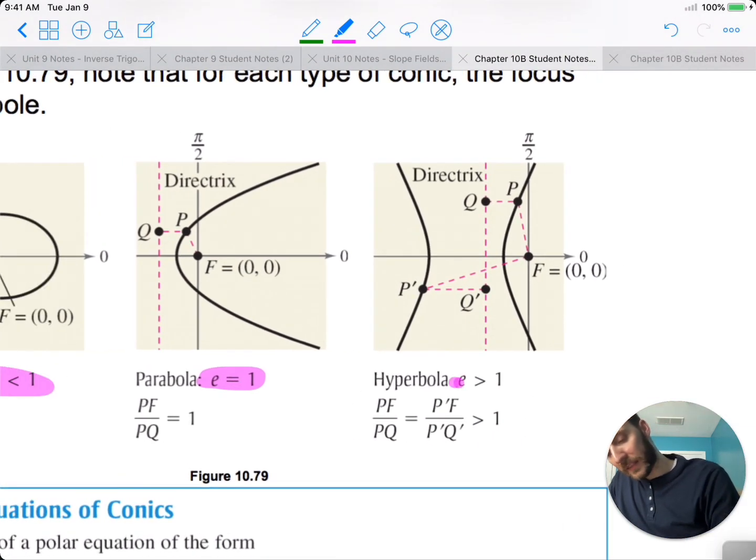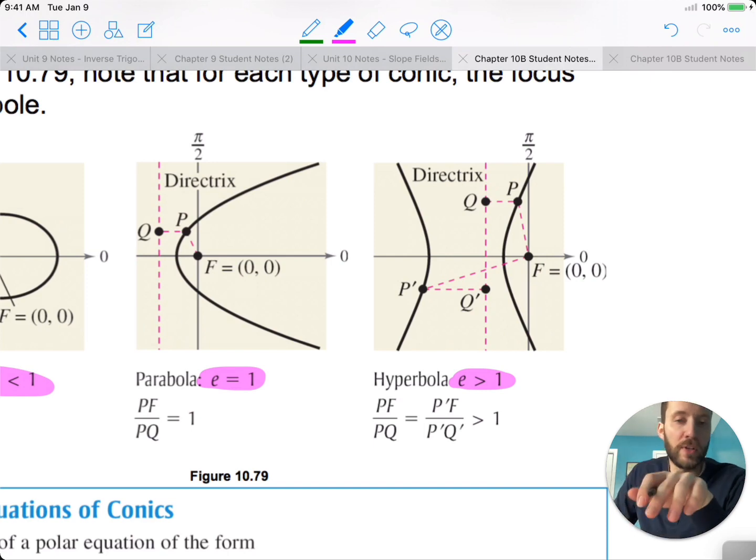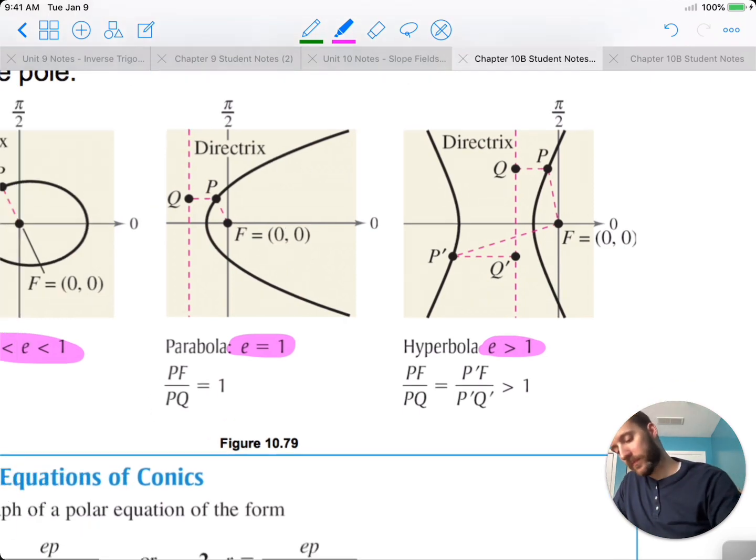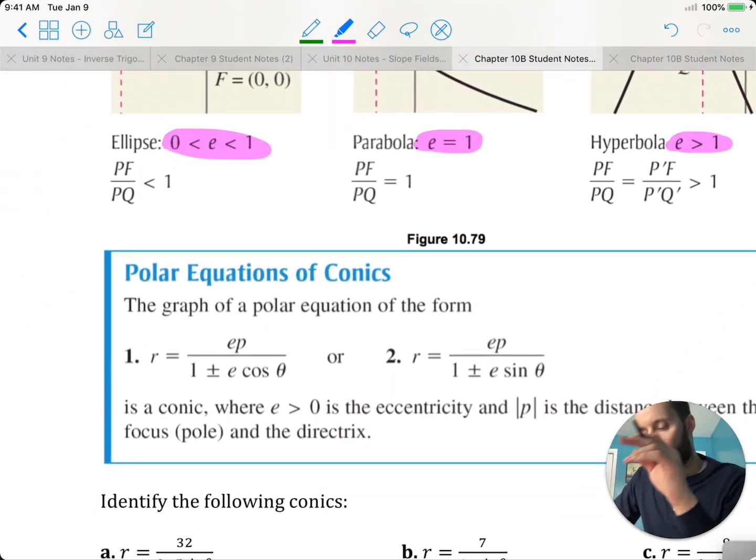For hyperbolas, the eccentricity is greater than 1. So from a point to the focus, a point to the directrix, that ratio is greater than 1. Also that matters because the eccentricity is what we're going to look at. The graph of a polar equation of the form right here.